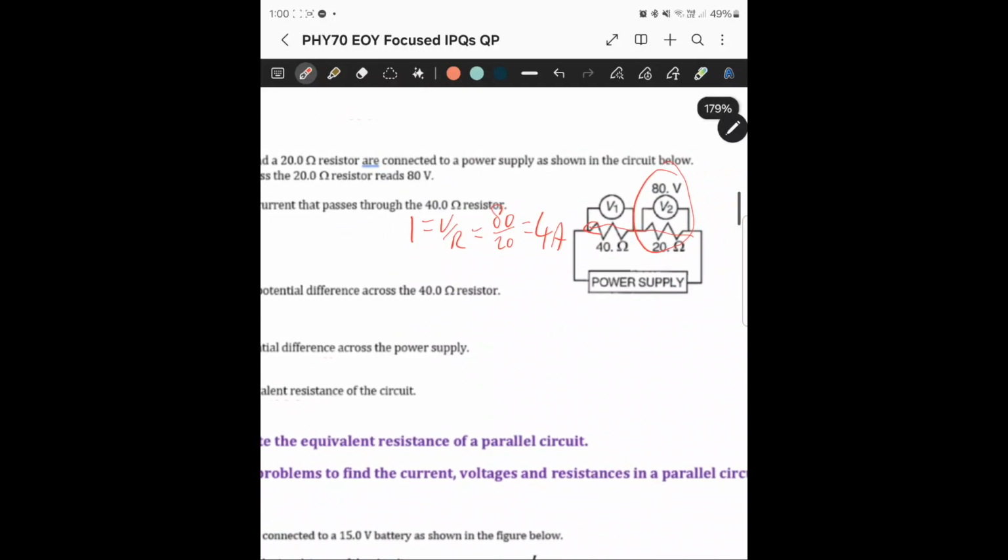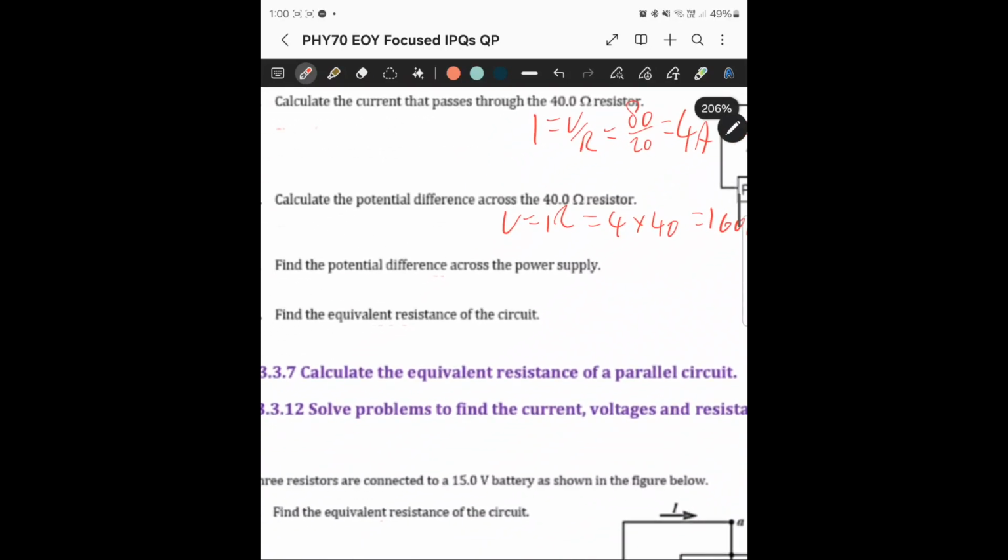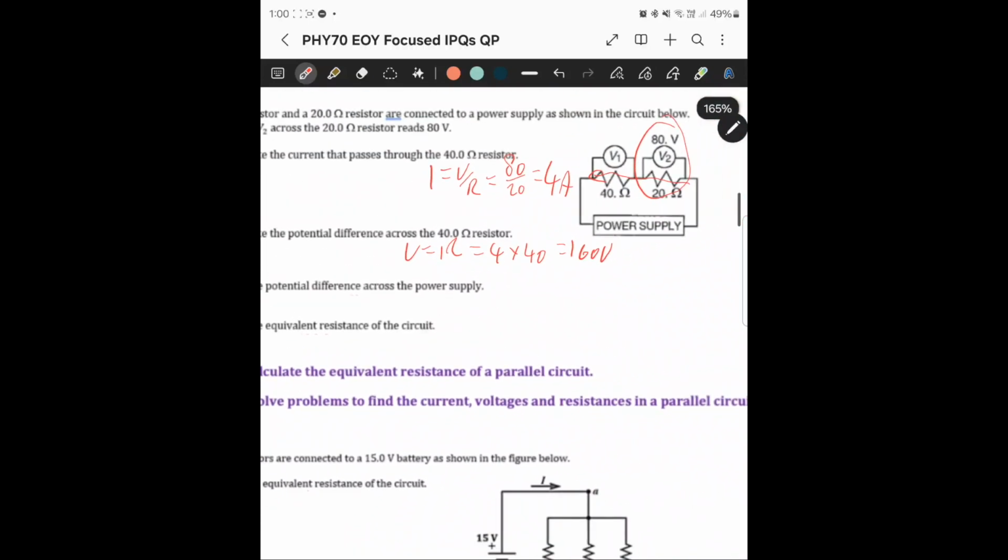Voltage across the 40 ohm resistor. Yeah, so I'll just do V equals IR. Nice and simple. V equals IR. I is 4 times 40. 4 times 40 is 160, which makes sense because this is double this, but I've calculated it this time because it did say calculate.